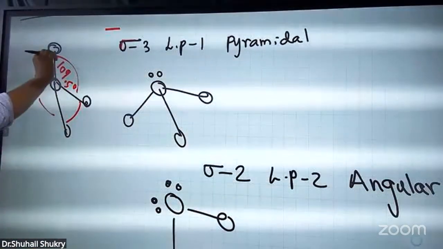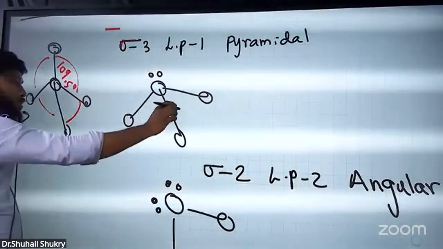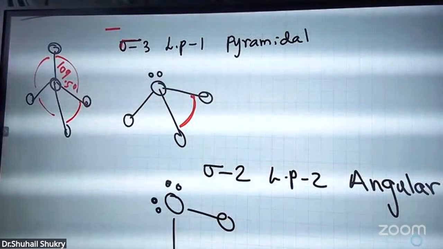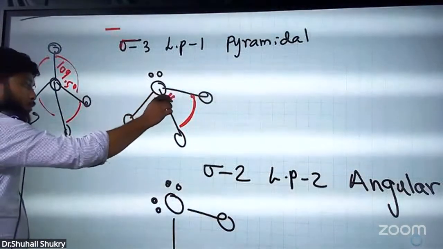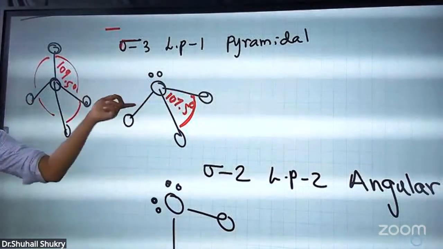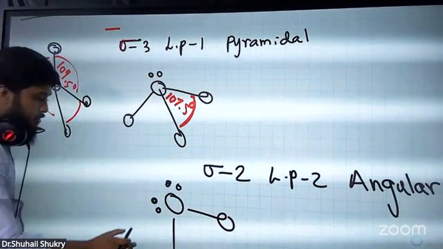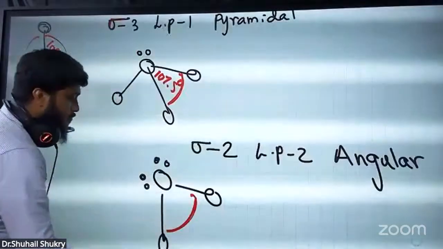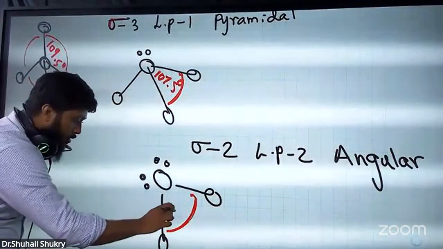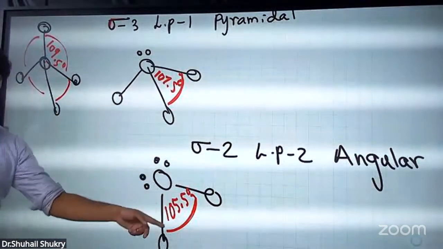I said this is 109.5. Then this will be how much? Can you tell? 107.5. Very good, it reduces by 2 degrees. Between everything, 107.5. Clear? Then what will this be? Approximate value, another 2 degrees will reduce. Then 105.5.